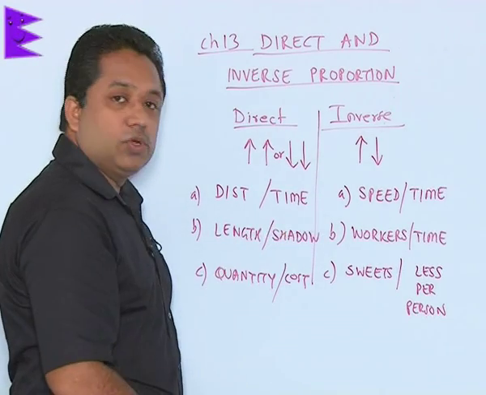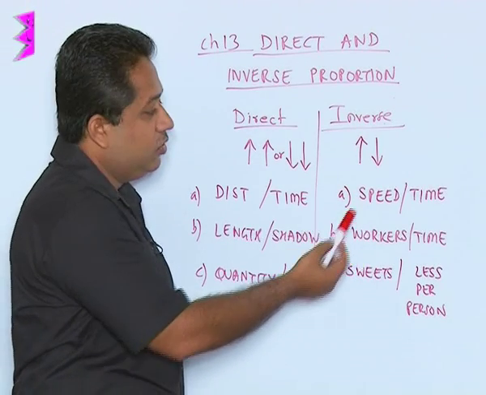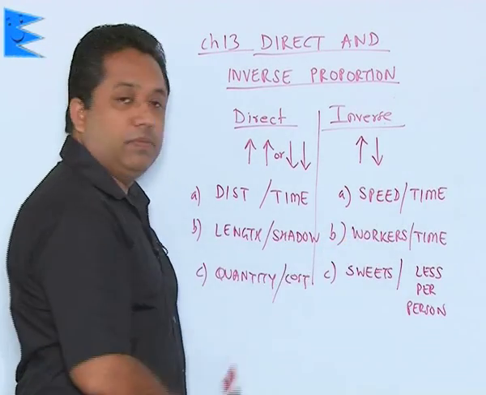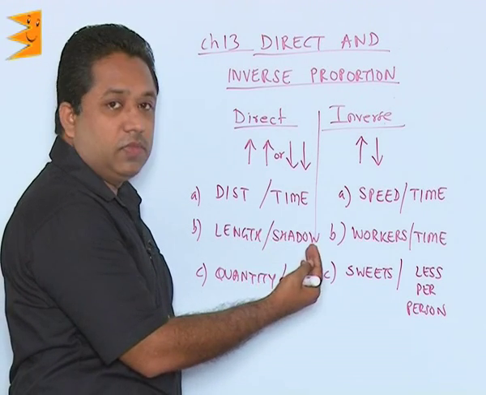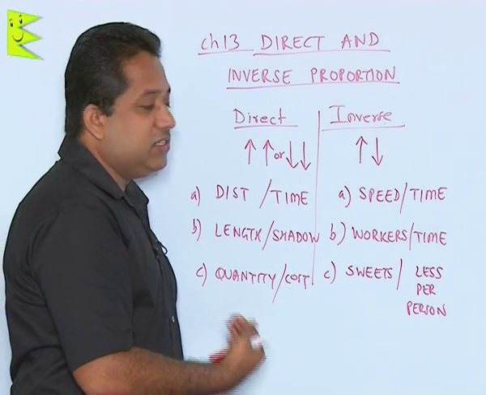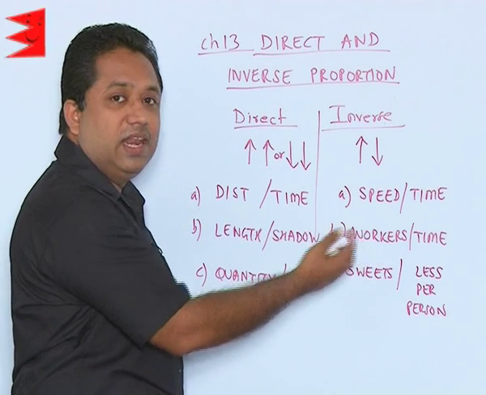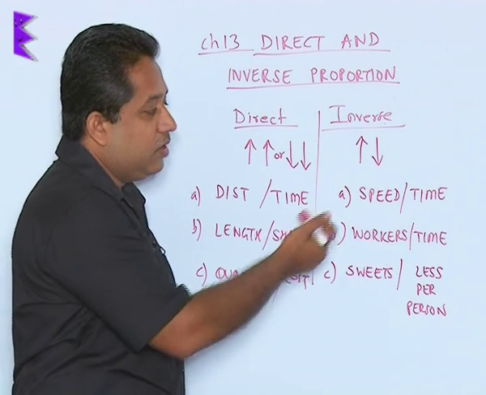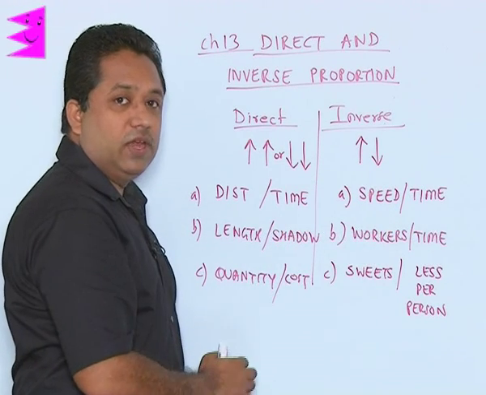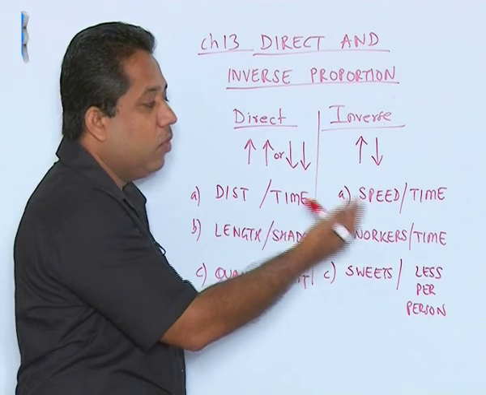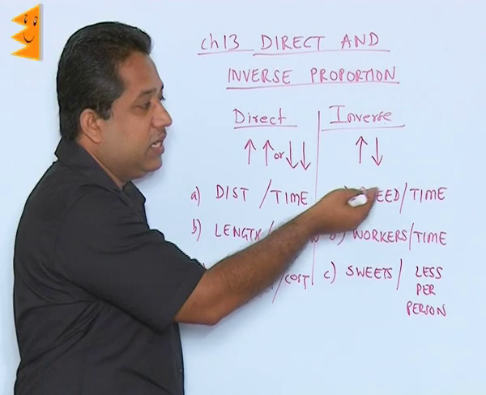Then what is inverse proportion? Inverse proportion means when one increases, the other decreases. Look at the first example, speed and time. Let us consider that we have to reach destination B from A. If we increase the speed, we are able to reach destination B in less time. So, our travel time depends on the speed. If we are traveling slowly, then we will take more time. So, if speed is slow, time becomes more. If speed is fast, then time becomes less.